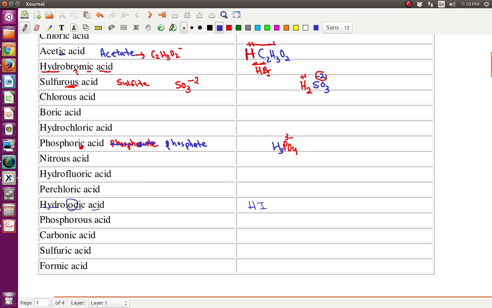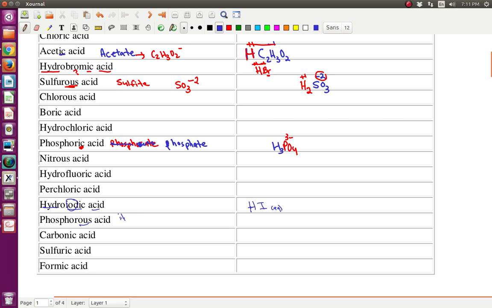Iodine. Hydro-something-ic acid. That's all it is. HI. And it's aqueous. It's dissolved in water. Hydrogen iodide, or hydroiodic acid. What about phosphorus acid?